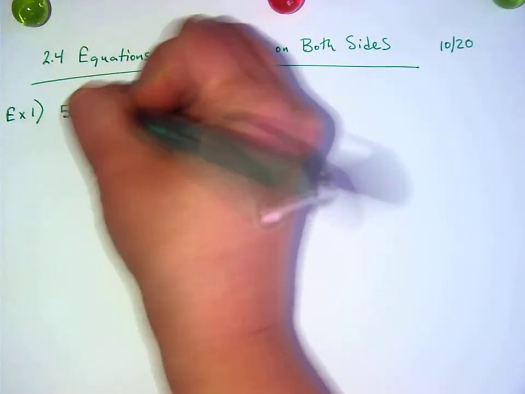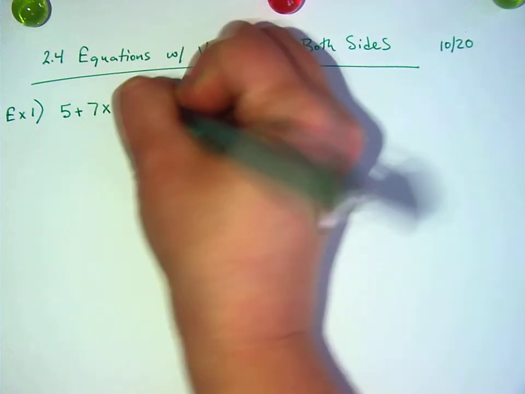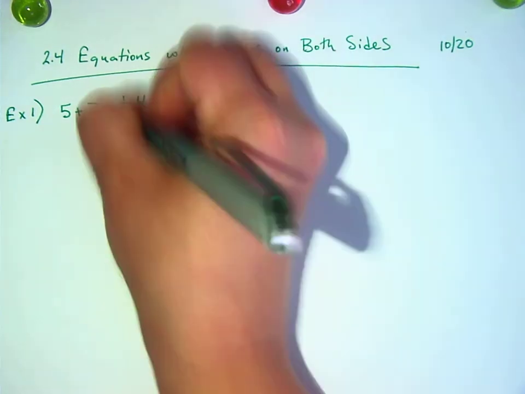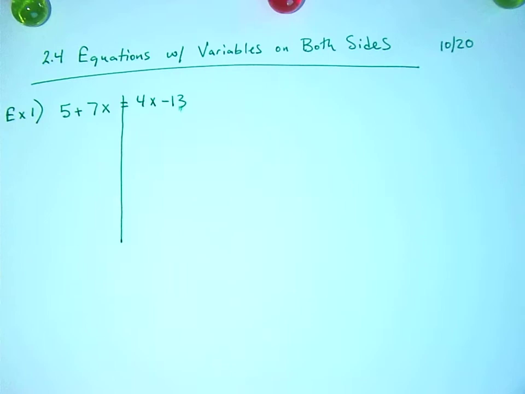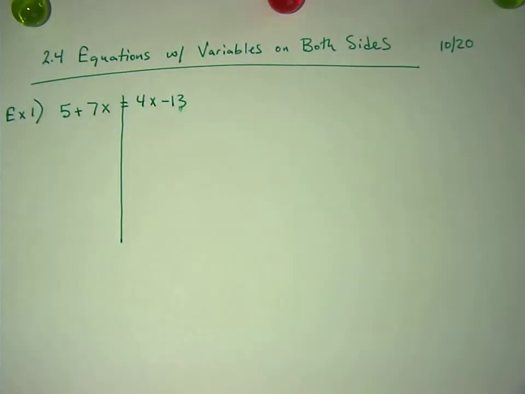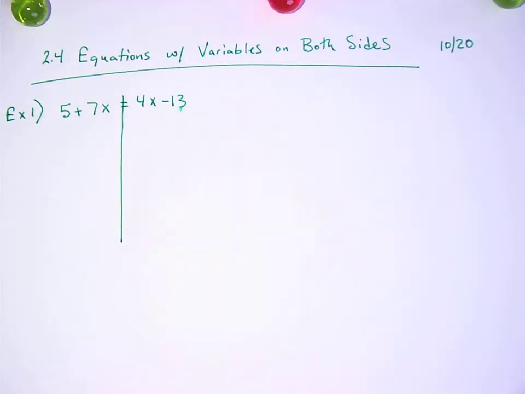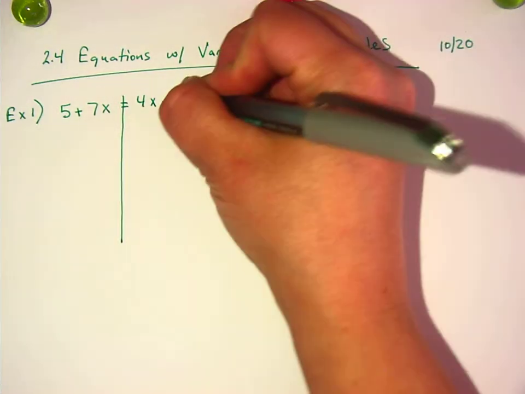5 plus 7x equals 4x minus 13. And just for right now, just for this chapter, just to appease me, write that line down by the equal sign, even if you think you don't need it. After this chapter, you can totally do whatever you want.